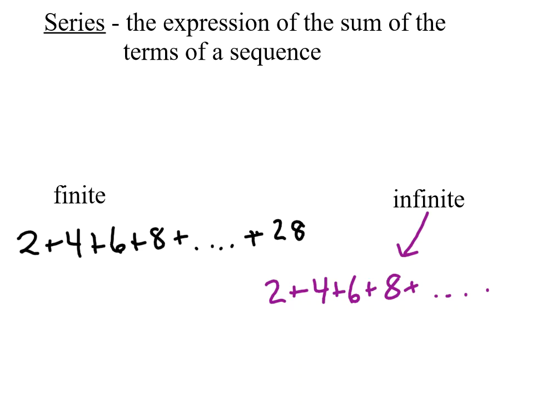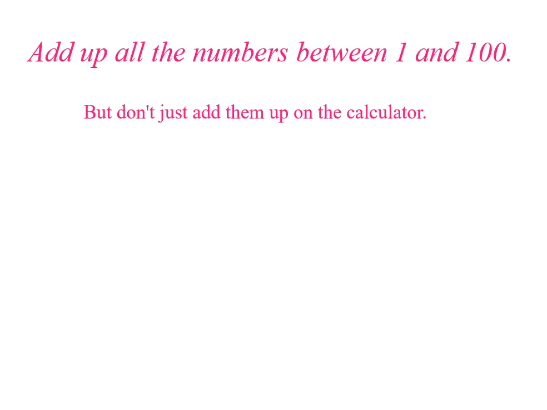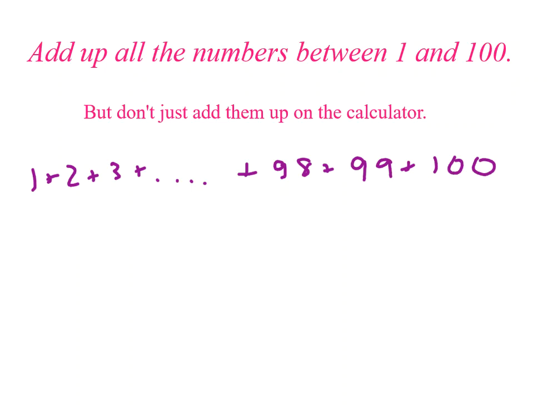Now, I asked you to start this lesson by thinking about how would you add up all of the numbers from 1 to 100. But I said don't just add them up on the calculator, because that's a waste of time to type 1 plus 2 plus 3 plus 4 all the way to 100. But if we think about that, 1 plus 2 plus 3 plus 4 dot dot dot, all the way to 98. Sorry, my stylus broke, so I'm working with my finger. It's not writing very well. All the way to 100.